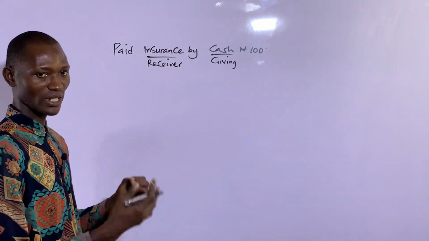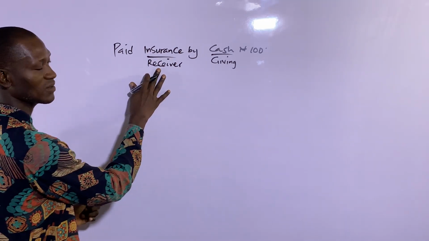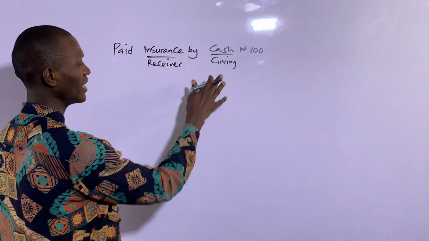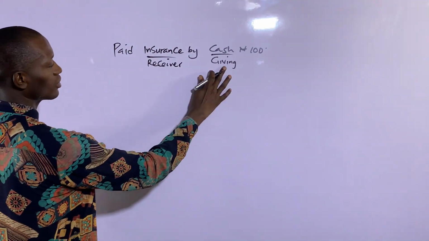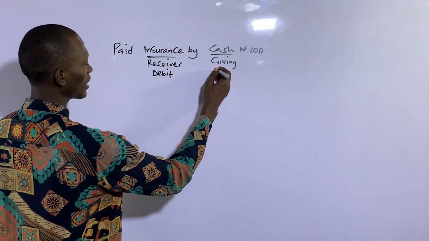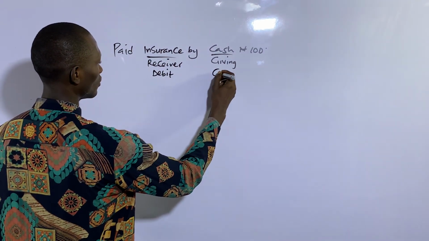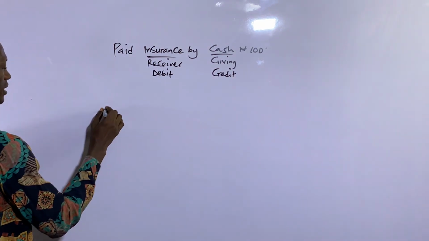Then determine the account that receives and the account that gives. That's the second step. The account that receives is insurance. The account that gives is cash. Then we debit the receiver and credit the giver. So we debit insurance and credit cash. That's that. So let's open the two accounts.